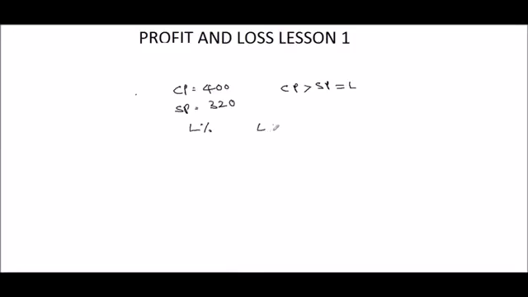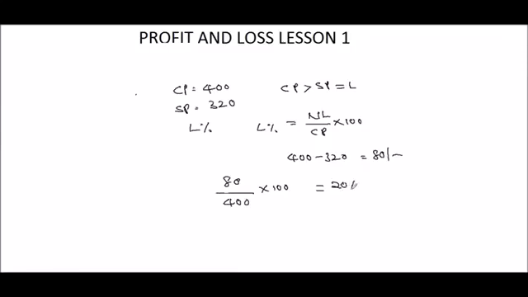Loss percentage, as all of you know now, is net loss divided by cost price into 100. Here net loss is 400 minus 320, that is 80 rupees. Now finding out the loss percentage, that is 80 upon, remember, cost price only, into 100. So 80 upon 400 into 100. Clearly I'll get 1 by 5. 1 by 5 is nothing but 20% loss. In this case, the loss is 20%.